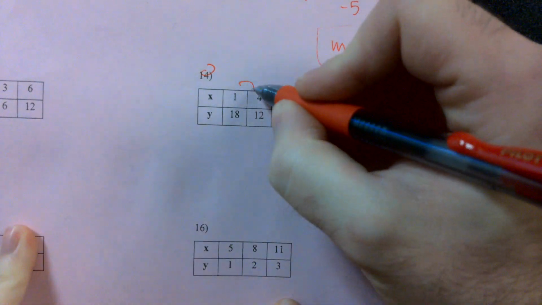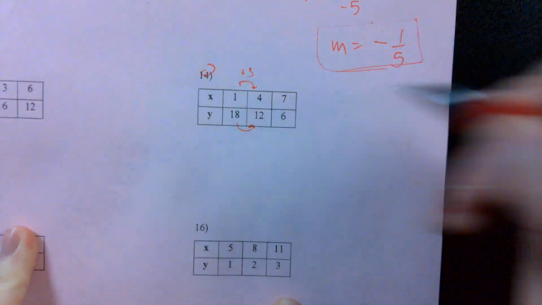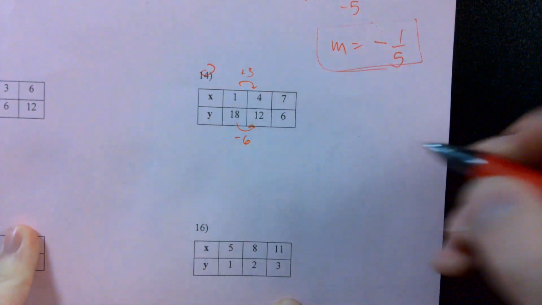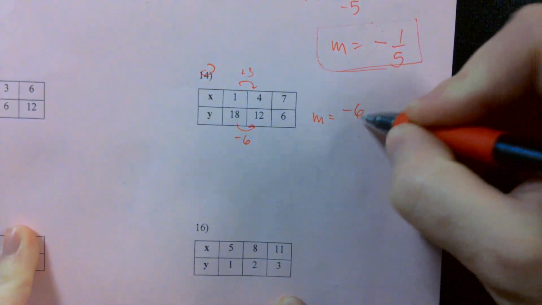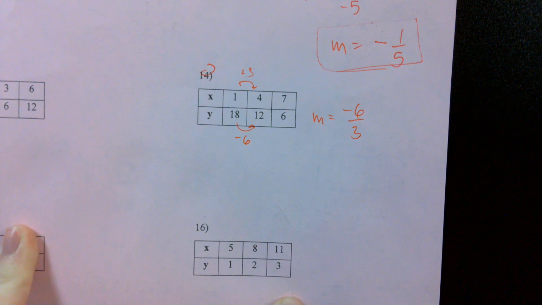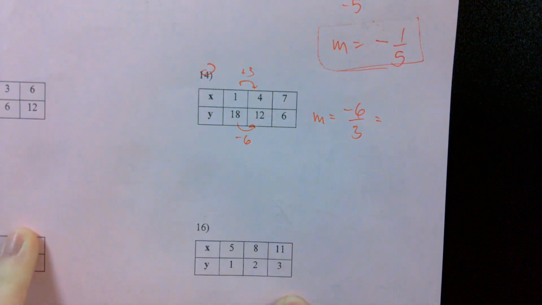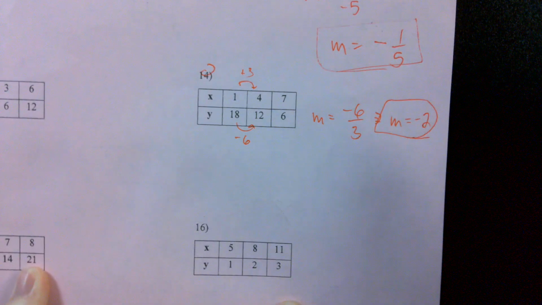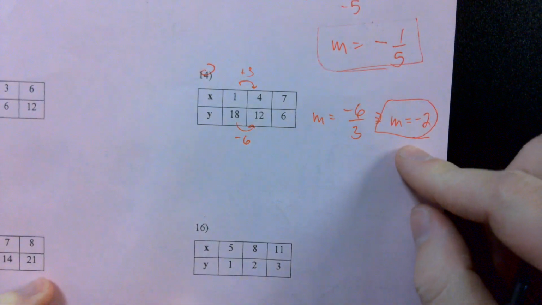Last but not least, number 14. Over the top, I got plus 3. On the bottom, how do I get from 18 to 12? Subtract 6. Good. So my m is negative 6 over 3. What is negative 6 divided by 3? Negative 2. Good. Remember, a negative over a positive always gives us a negative.